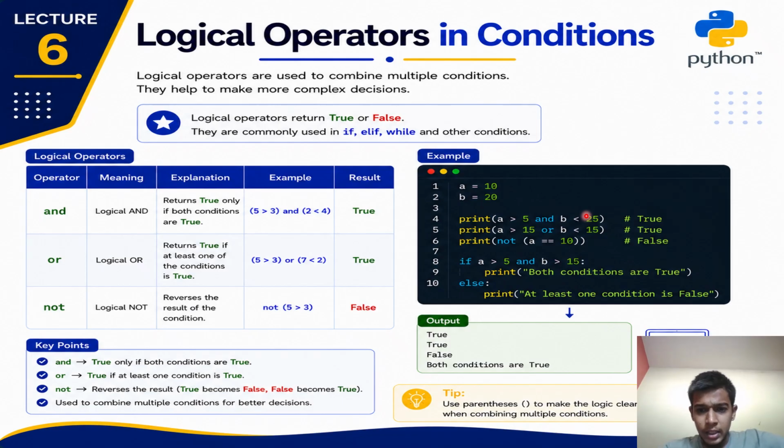In the next statement, print A greater than 15. So if you check, 10 is greater than 15? No, this is false. B less than 15, 20 less than 15? So here it will be false. By mistake it showed true here, but here it will be false.